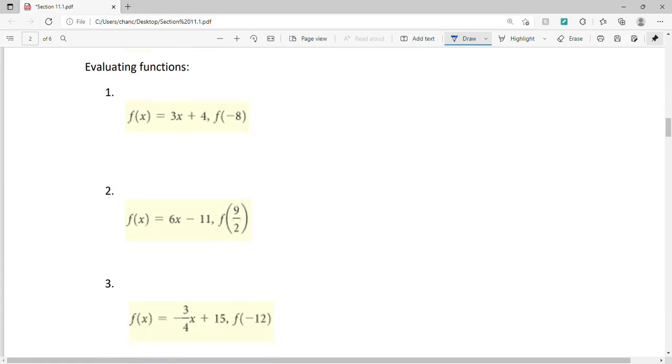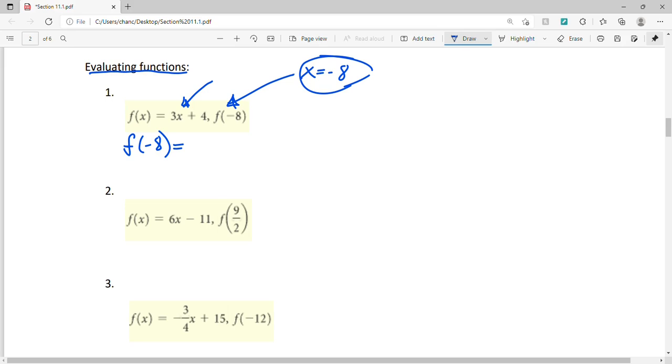Let's evaluate functions. This is using function notation. So in part 1, we have f of x equals 3x plus 4. Find f of -8. This -8 is our input. We're going to substitute x equals -8 into the original equation. Now to do this, you start by writing f of -8, put an equal sign, and then you can start your work.